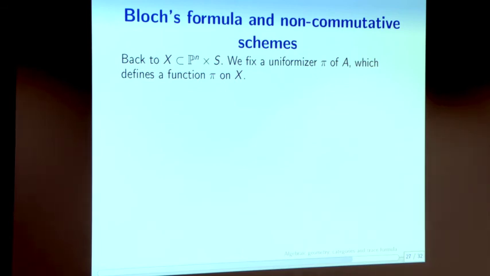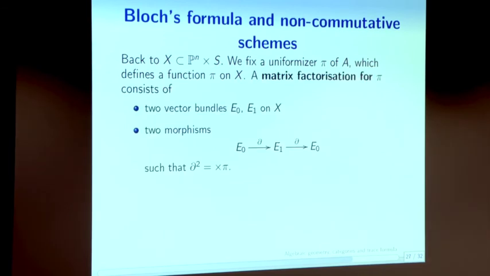I fix a uniformizer, so if A is Z_p, my pi here can be just the prime number p. It defines a function on X because it's a function on S and I can pull it back. I can just restrict to X. So I get a function on X.